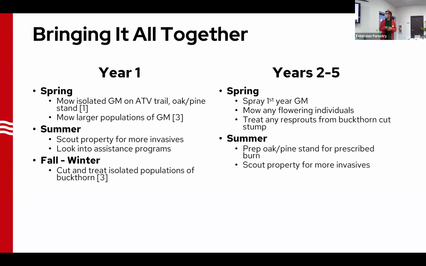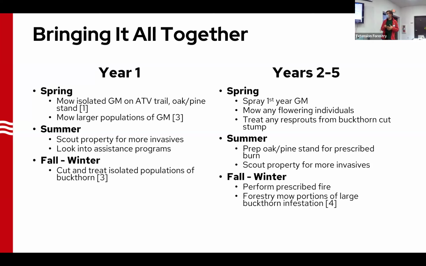with a foliar application. In the summer, maybe I look into prepping that oak stand for a prescribed burn, making some burn breaks, and I could also scout the property for more invasives in the summer as well. And then following it up after rounds of management, after I've made improvement on those isolated populations, over time, if I'm feeling comfortable monitoring, then I can start to work on that bigger population of buckthorn. Maybe I'm going to use a forestry mower, or maybe a combination, and use that as the last thing that I would do for management.